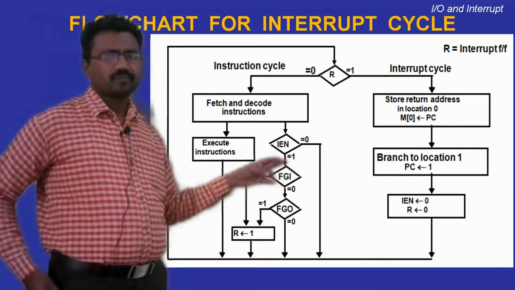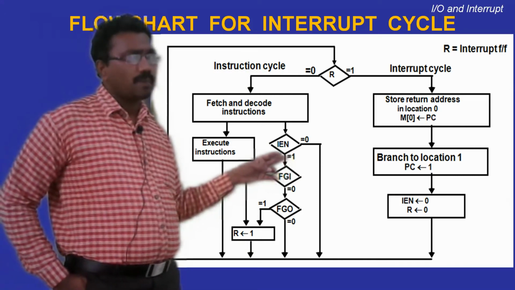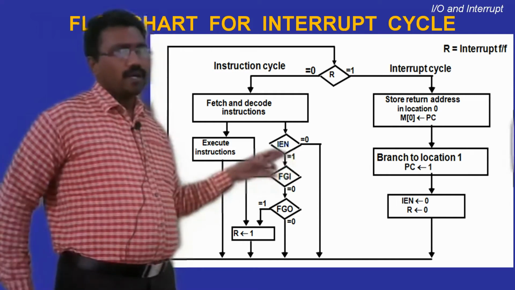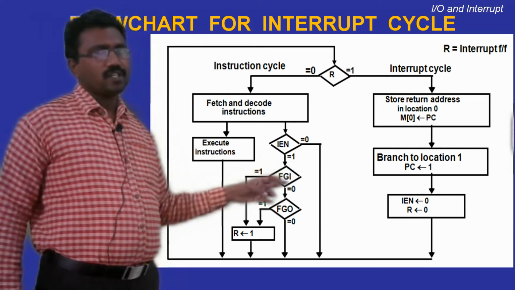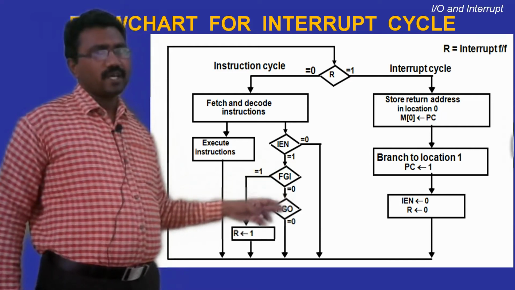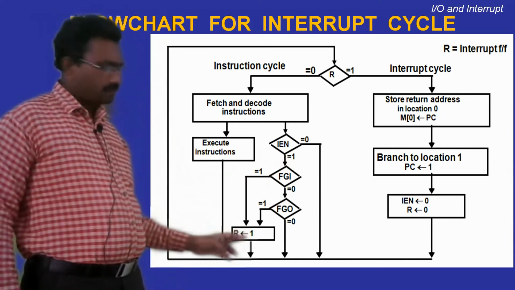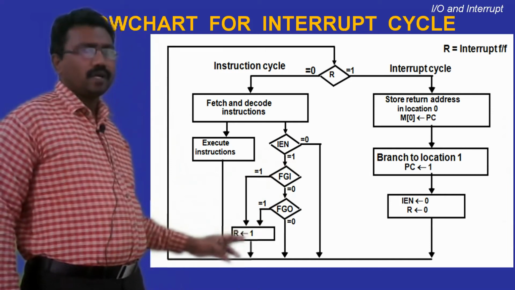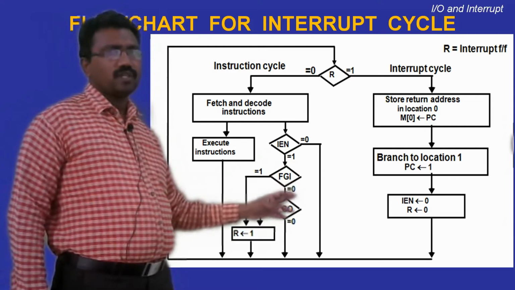Next, if IN is equal to 1, interrupt enable is equal to 1, it is nothing but interrupt is pending. Either input operation or output operation is pending. So interrupt enable is equal to 1, it will check FGI, the input flag. If FGI is equal to 1, then the R flip-flop is set to 1, which is nothing but interrupt is pending.